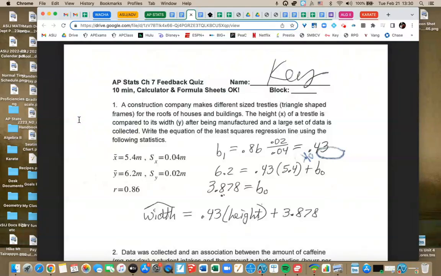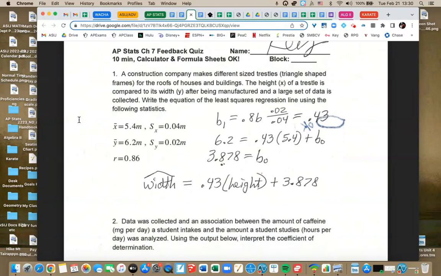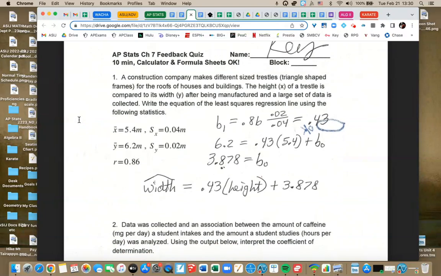Okay, so this is the solutions to the feedback quiz with my comments. Obviously, you can just look at the answers if you're interested in that, but I thought I'd add in a couple more things. This is what we've done before. Sometimes you're given a problem with the statistics and you have to calculate the equation of the line.